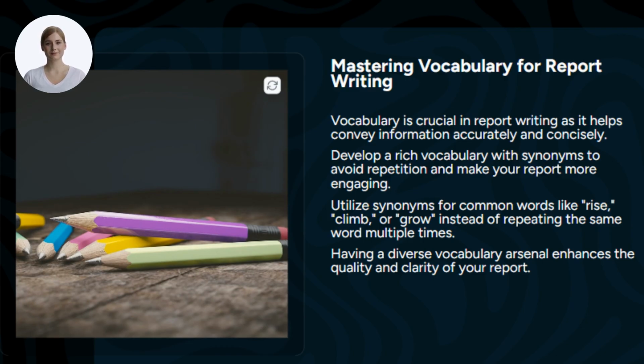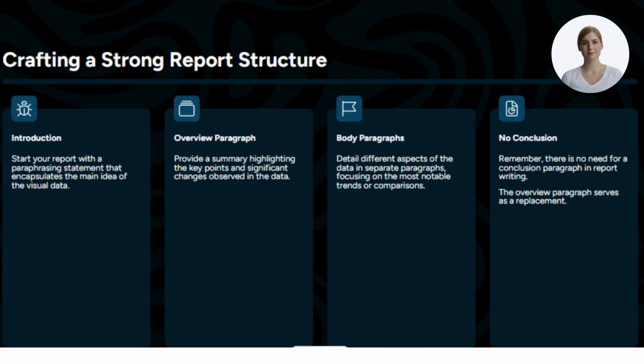Report structure. Your report will consist of 4 main parts: introduction, paraphrasing statement. This is where you rephrase the given question or describe the visual data in your own words. Example. If the task states, the pie chart shows the career paths of anthropology graduates after completing their undergraduate degree, you could paraphrase it as, the pie chart illustrates the different career trajectories followed by anthropology graduates post their undergraduate studies.